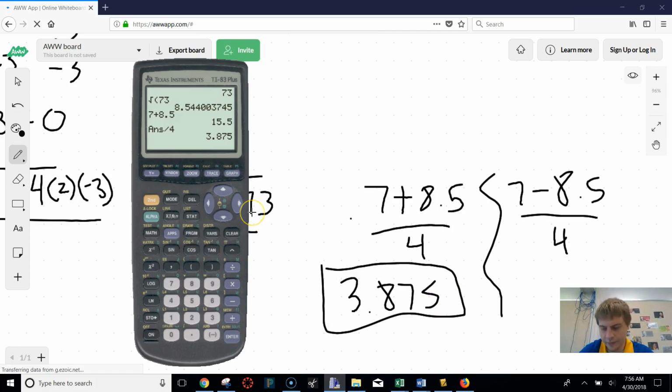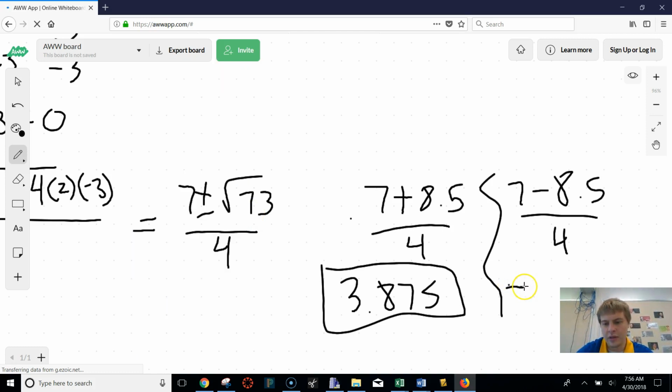So let's find the other one. That'd be 7 minus 8.5, which is negative 1.5, and then divide that by 4, and that would be negative 0.375.